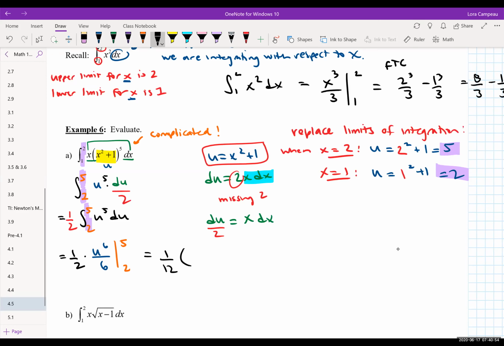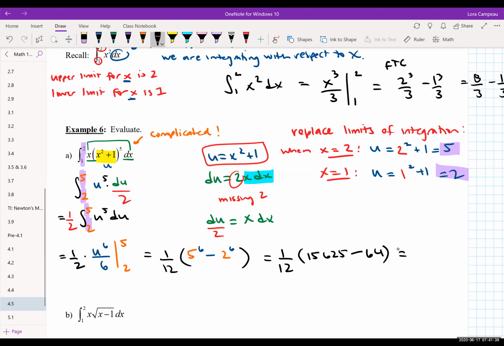And now we're going to use the fundamental theorem of calculus to help ourselves out with the u to the 6th. So I should get something like 5 to the 6th, subtract off 2 to the 6th. I'll write that in. So if we actually want an exact answer, yes, use your calculator. 5 to the 6th, 5 exponent key 6 is 15,625. 2 to the 6th, 64.